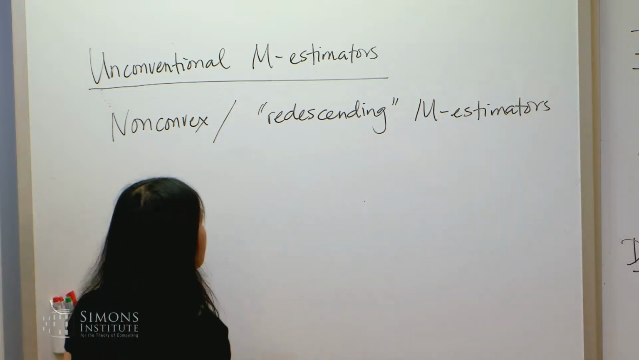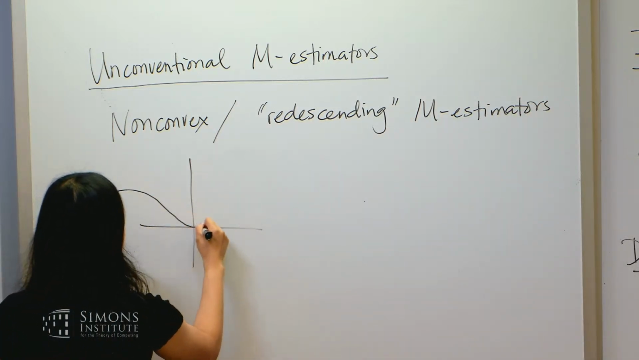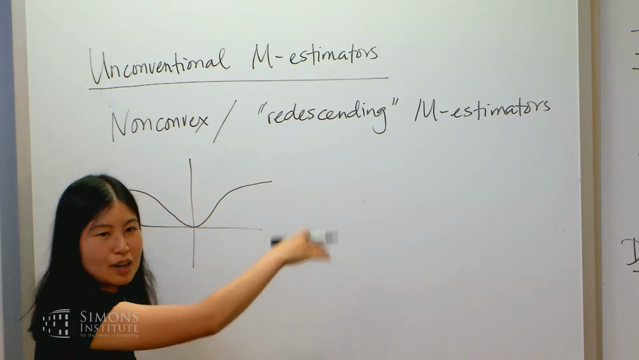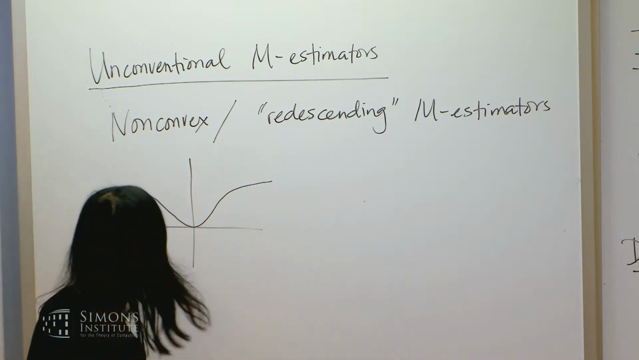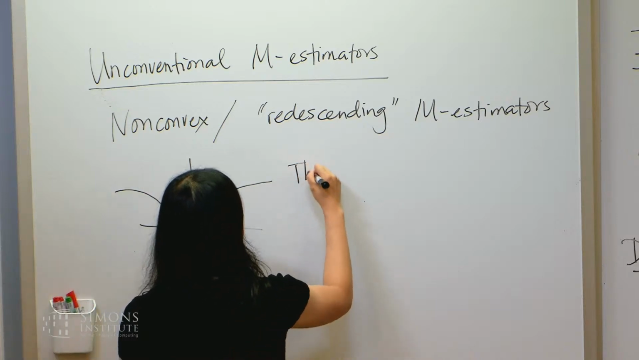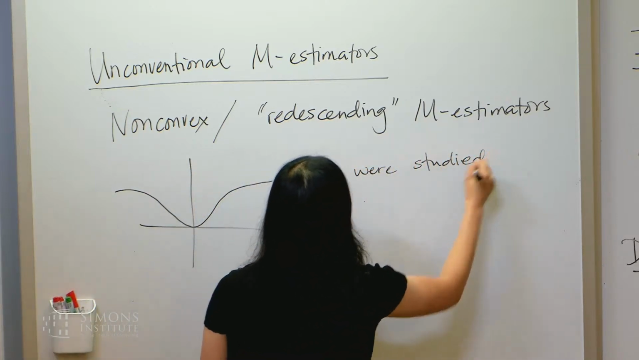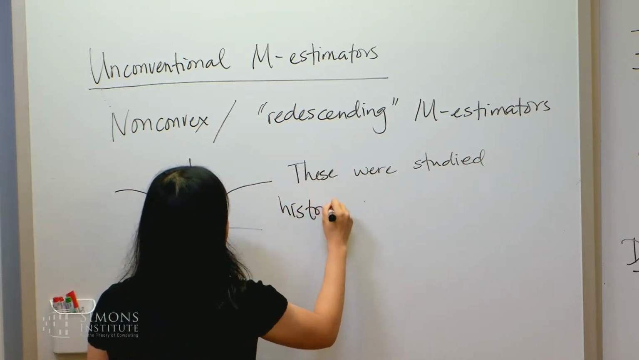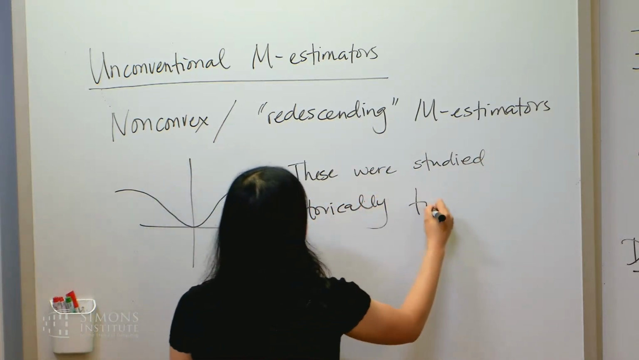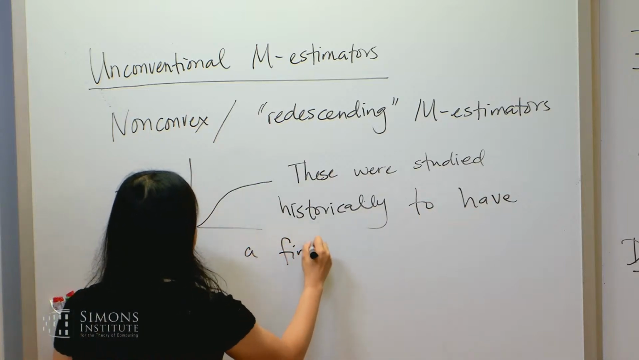Okay, so far we've looked at losses that are convex, but maybe we care about losses, let's keep the symmetry for now, that are not convex. So these were studied historically to have a finite rejection point.